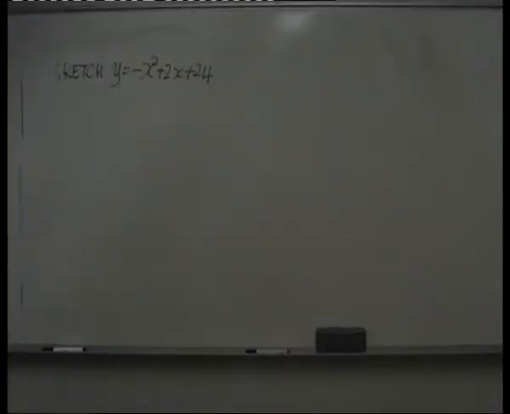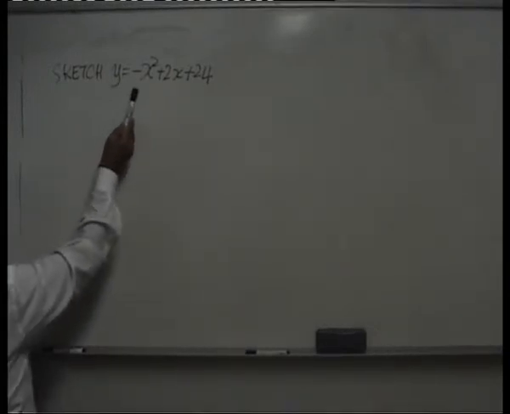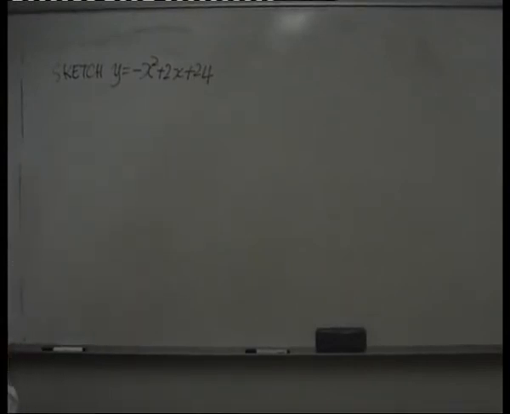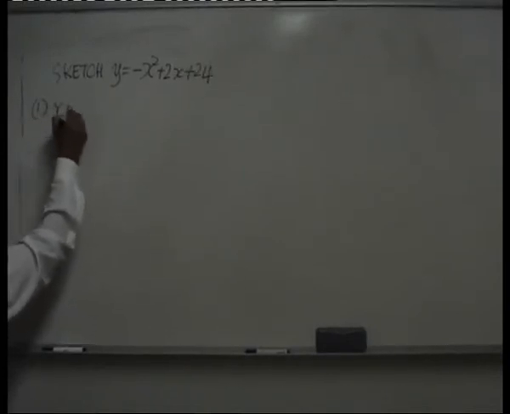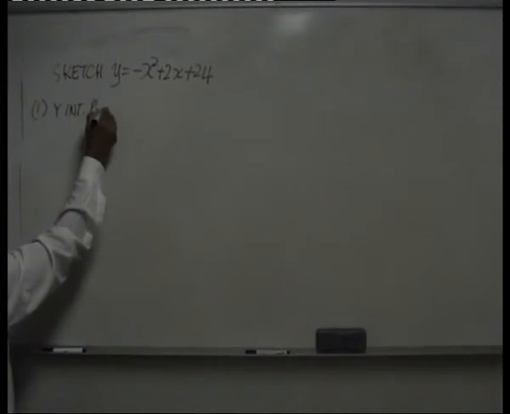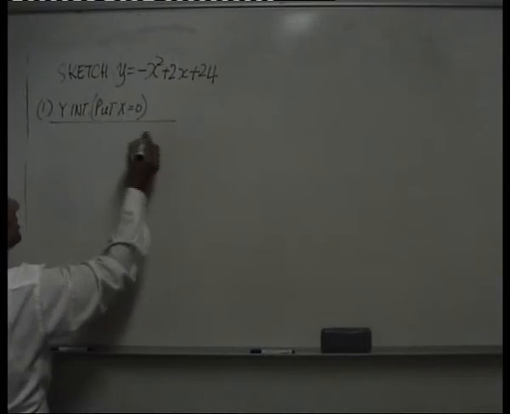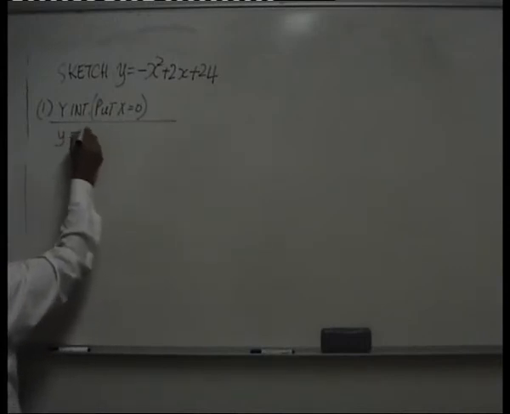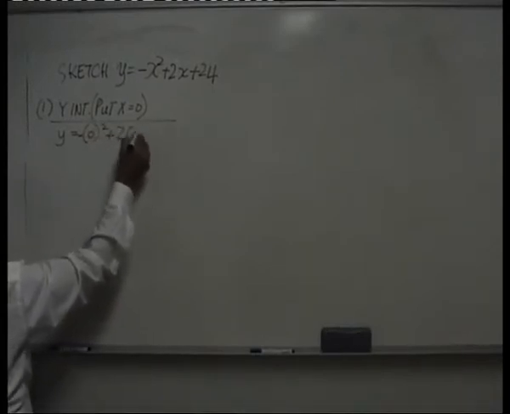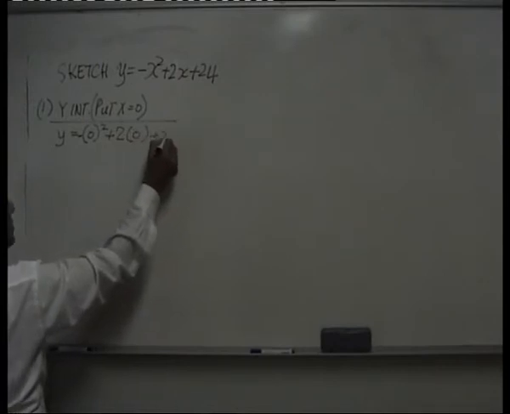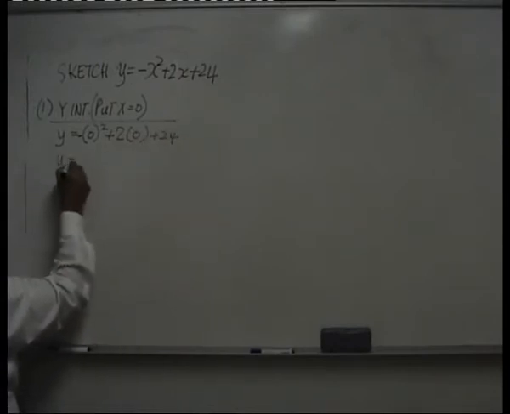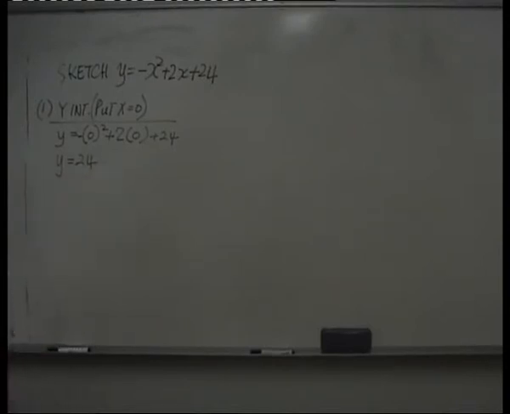Hello there. Right, let's have a look at this example. Sketch y is equal to minus x squared plus 2x plus 24. So if you have to sketch this, you have to go through your usual steps. Step 1, y-intercept, put x equal to 0. So y is equal to minus into 0 squared plus 2 into 0 plus 24, and you end up with y is equal to 24. So you got your y-intercept.